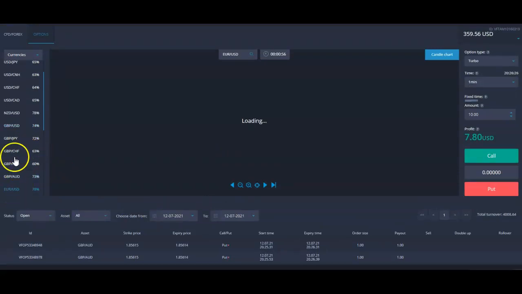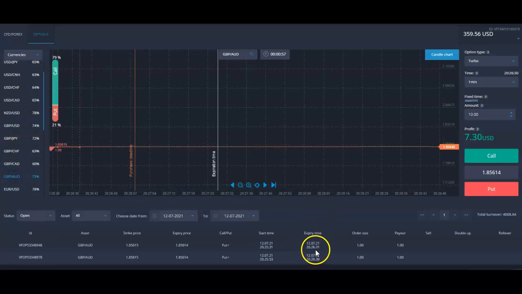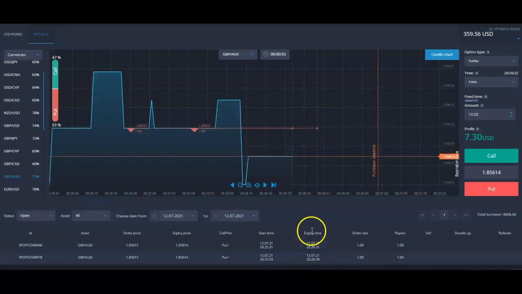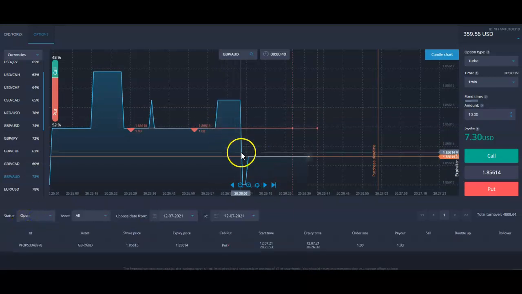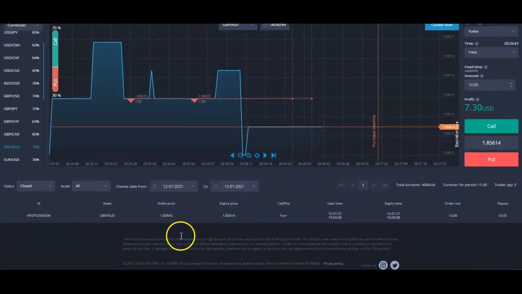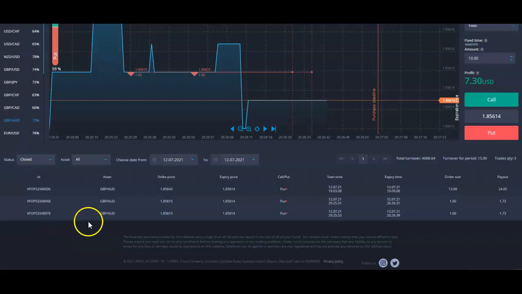So remember, we're trading GBP AUD for this demonstration. One of our trades expires at 26:31. We just cleared one. The other one expires in 4 seconds. And I believe we just won both those trades. Let's look at the past history. So yeah, we entered GBP AUD at 615. Expiration price was 614. Now you guys are like, oh wow, that's only 1 pipette difference, or 1 point difference.